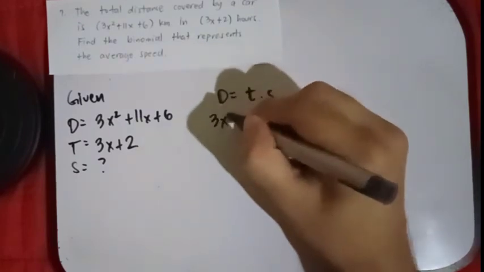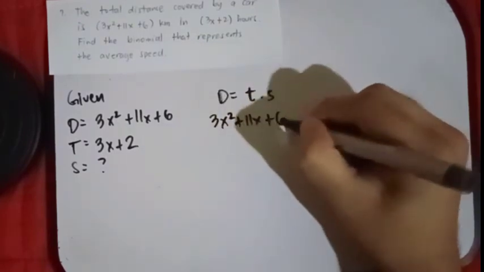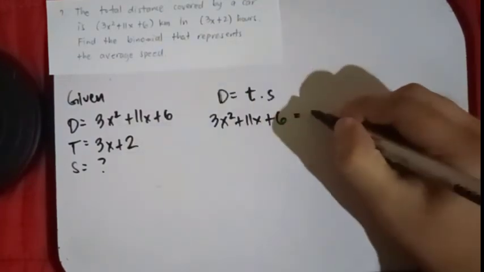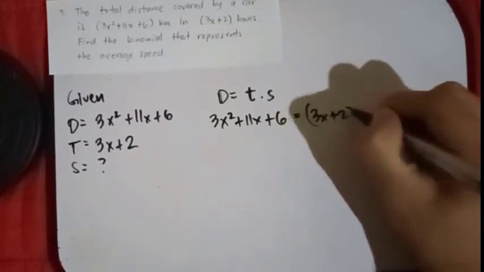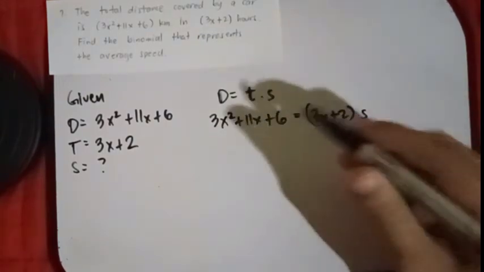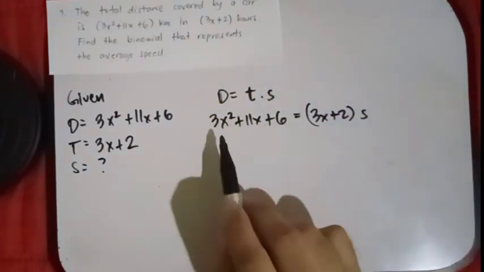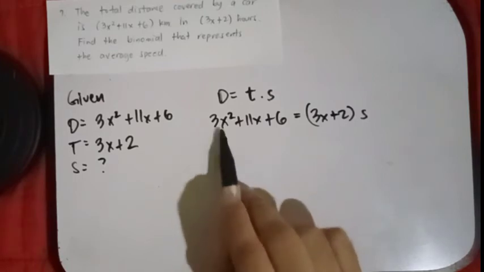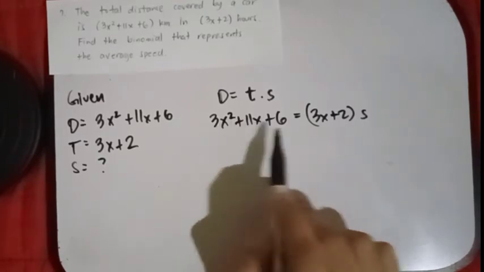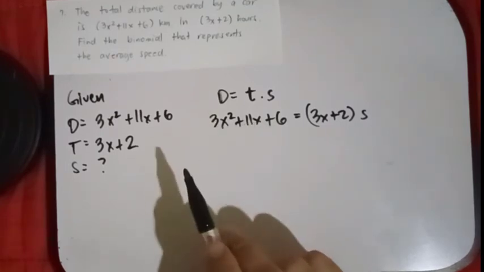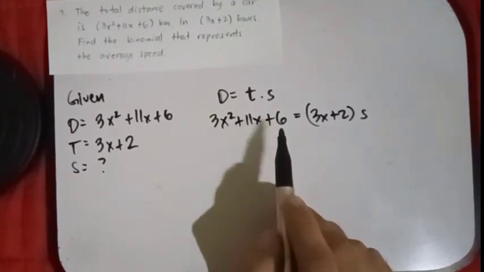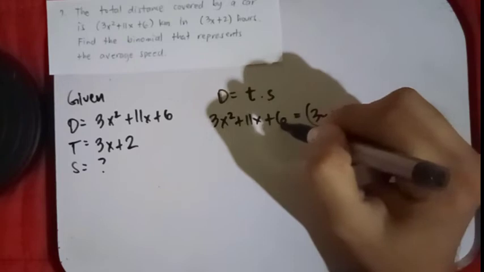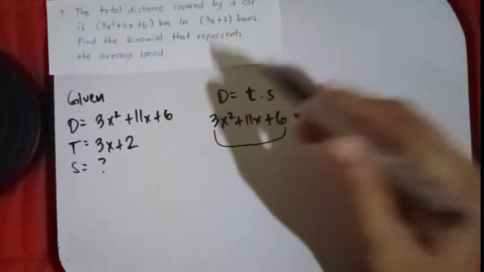So, we have 3x squared plus 11x plus 6 equals, yung time natin is 3x plus 2, multiplied by s. Okay, so itong trinomial na to, may leading coefficient na greater than 1, which is 3. So, para ma-factor natin itong trinomial na to, gagamit tayo ng AC method. Okay? So, gagawin natin is i-multiply natin itong leading coefficient sa constant term. So, 3 times 6 is 18.